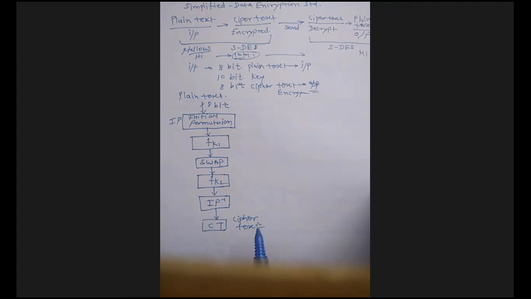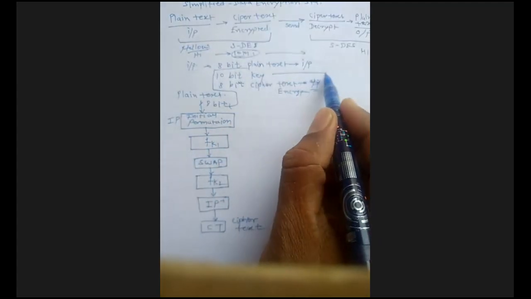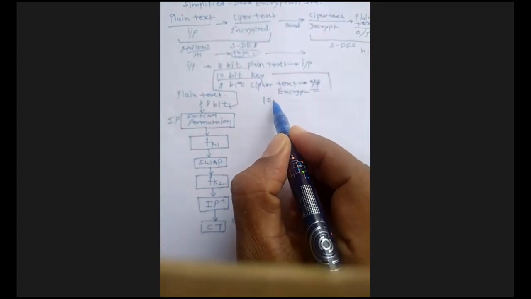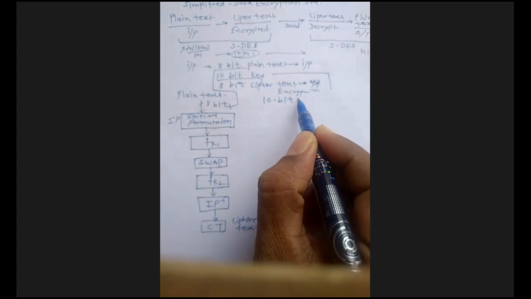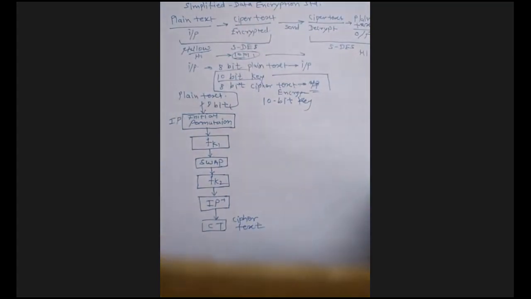Now, this is my 8-bit plain text. Now I need to use a 10-bit key as the input value. So why do we use the 10-bit key? To perform from the plain text to FK1. So how can it be done?